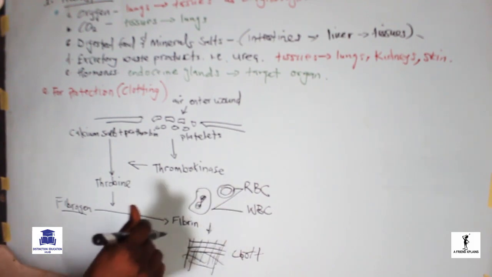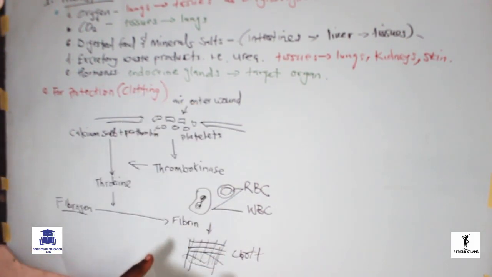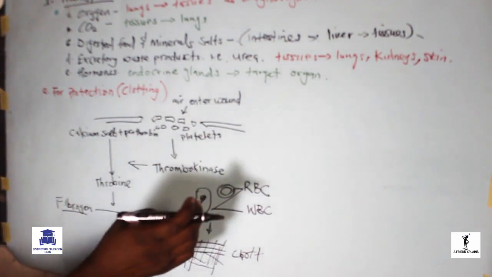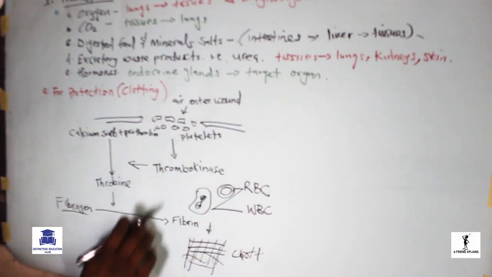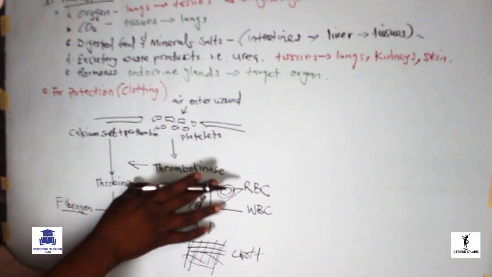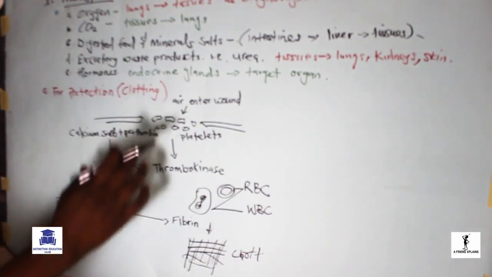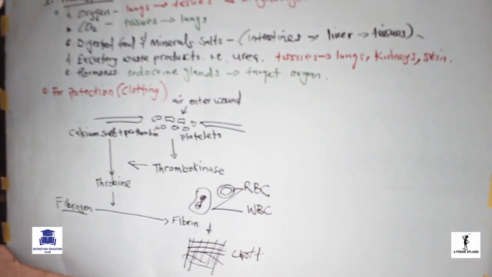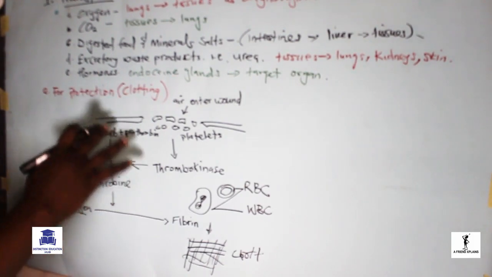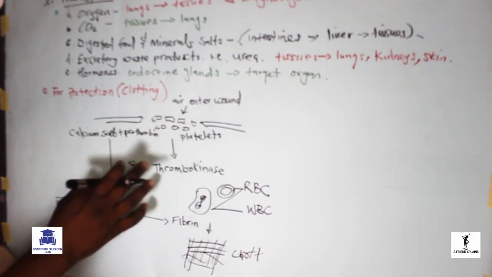Once that happens, it will now clot, thereby stopping further blood loss, and also stopping harmful germs or bacteria from entering the wound, or entering into your circulatory system. So basically this is the function of blood. This is the second function of blood that I was explaining, the protection part, or how clotting is done.